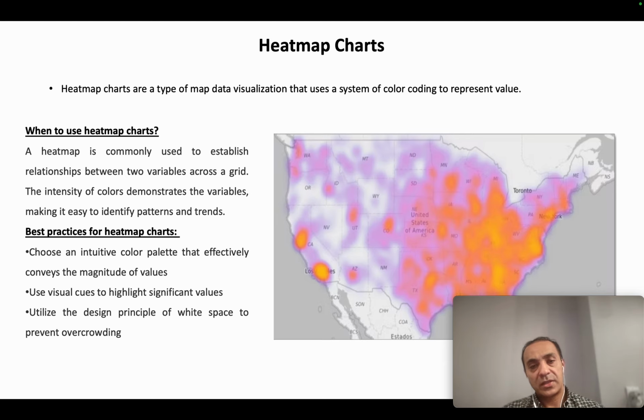Well, what are the best practices for heat map charts? Well, choose an intuitive color palette that effectively conveys the magnitude of values. Use visual cues to highlight significant values and utilize the design principle of white space to prevent overcrowding.